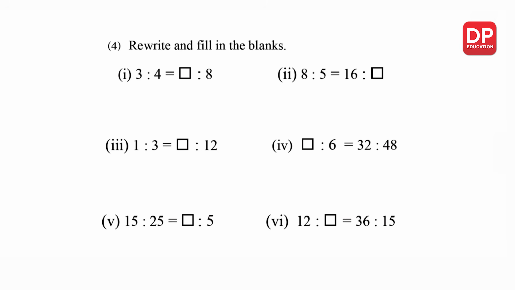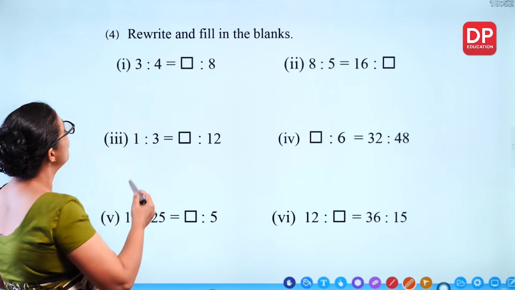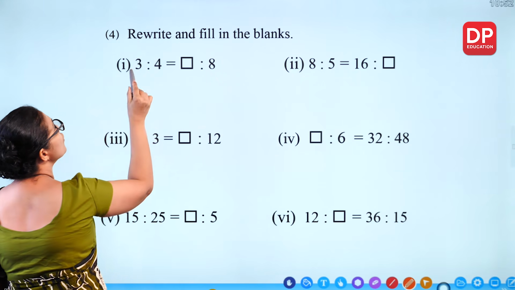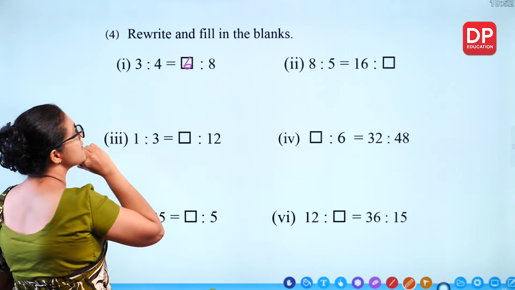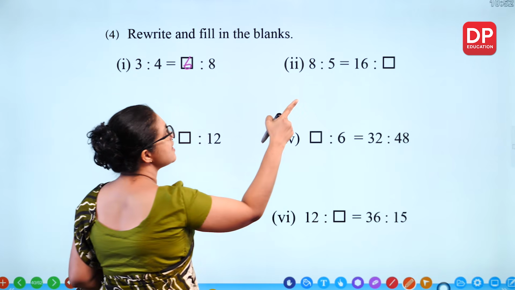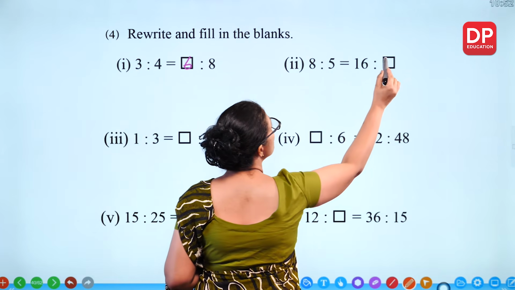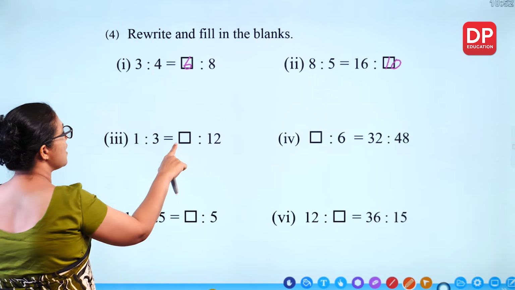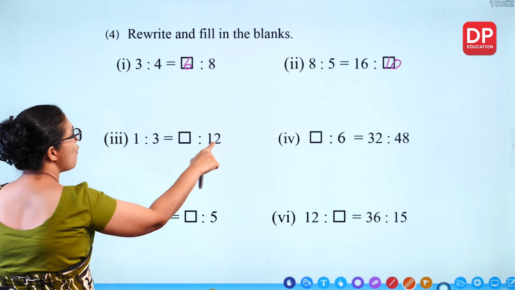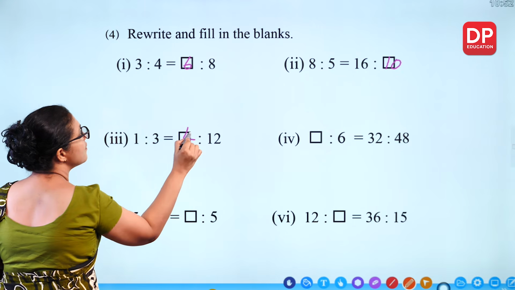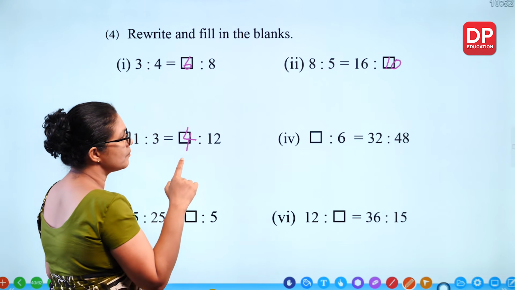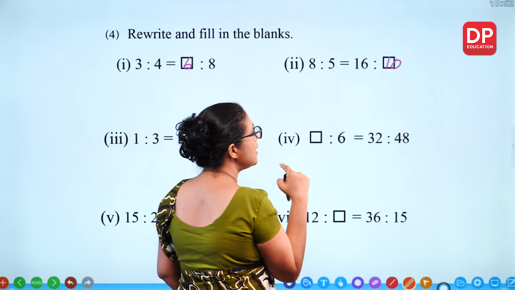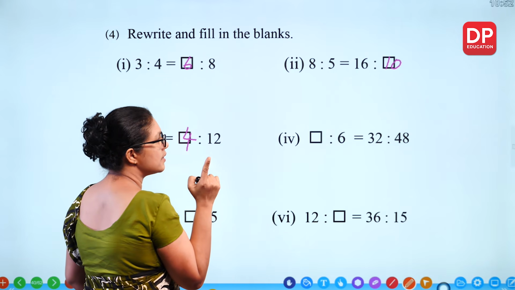Rewrite and fill in the blanks. 3 to 4. 4 becomes 8, multiplied by 2. So 3 times 2, 6. 8 becomes 16, multiplied by 2. So 5 times 2, 10. 3 becomes here 12, multiplied by 4. 4 times 1, 4. 6 becomes 48, multiplied by 8.